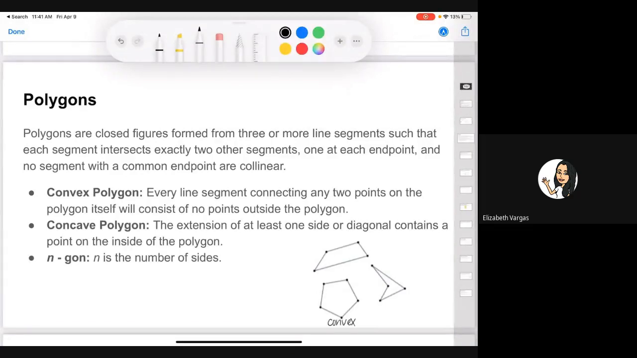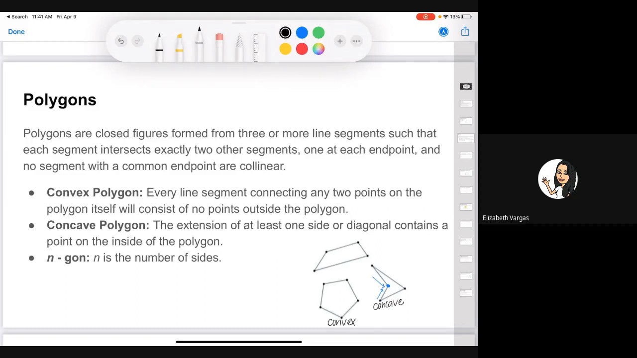Concave polygons, on the other hand, look like this. Concave polygons state that the extensions of at least one side or diagonal contain a point on the inside of the polygon. So concave, you can think of as being caved in. So one set of line segments or multiple, it just depends, they intersect at points inside the polygon, on the inside of it. So concave, think caving in, and that's concave polygons. They look like that. And then we also have what are known as n-gons.